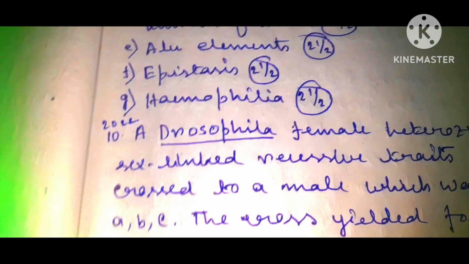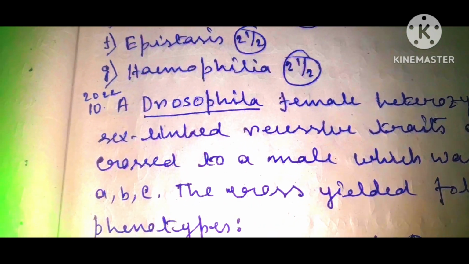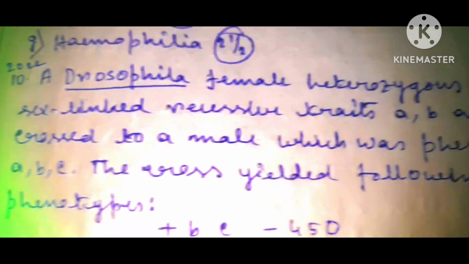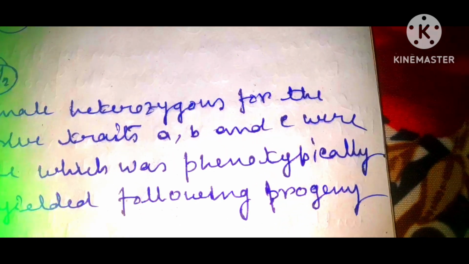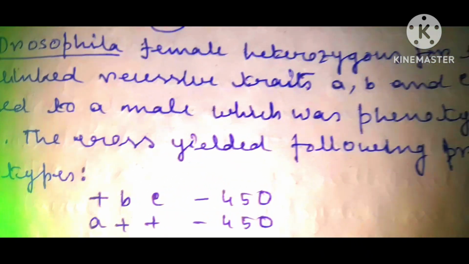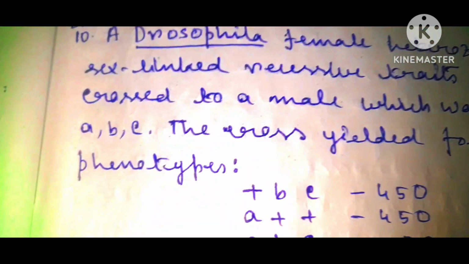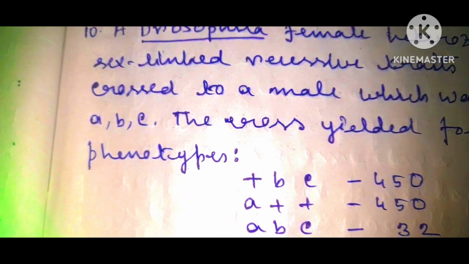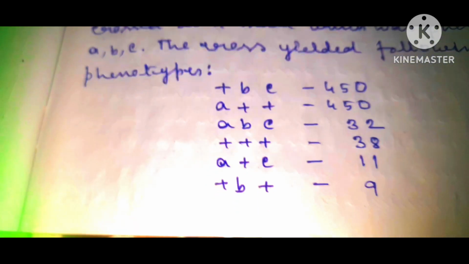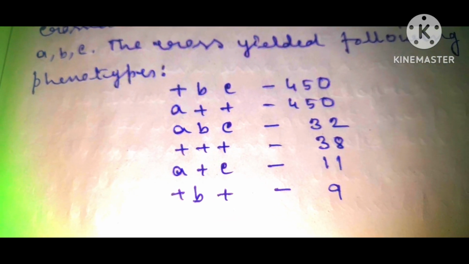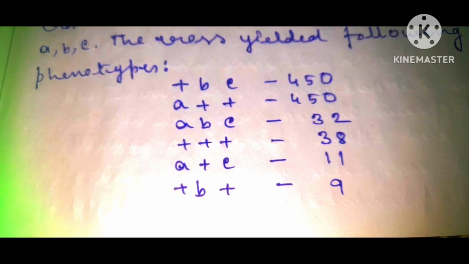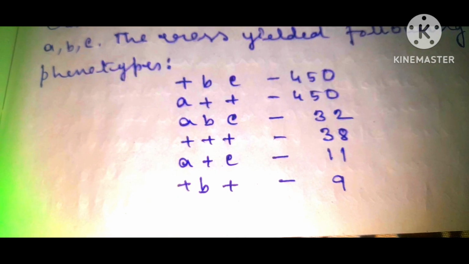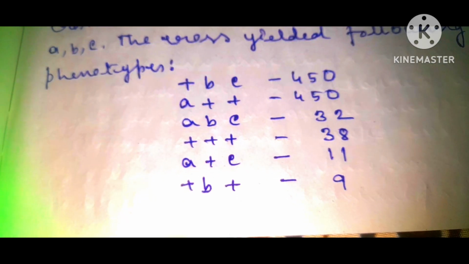Next, this is a problem of genetics. A Drosophila female heterozygous for the sex-linked recessive traits A, B and C was crossed to a male which was phenotypically ABC. The cross yielded the following progeny phenotypes: plus BC 450, A plus plus 450, ABC 32 plus 38, A plus C 11 plus B plus 9.